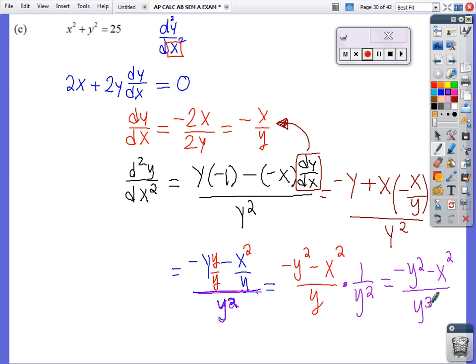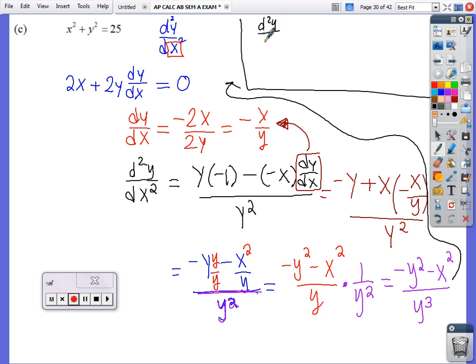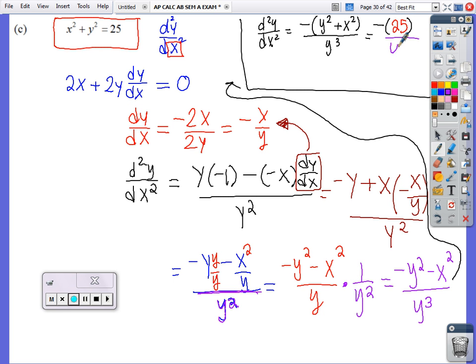But if you look at the very beginning, there's actually some extra information that I'm going to substitute in. I'm going to come back up to the top. I'm going to factor out the negative in the numerator. What that ends up giving me is y squared plus x squared all over y cubed. But at the very beginning, remember we saw that x squared plus y squared is the same as 25. So I have my negative, but x squared plus y squared is 25, and then divided by y cubed still. So that is actually the answer to the second derivative for letter C.